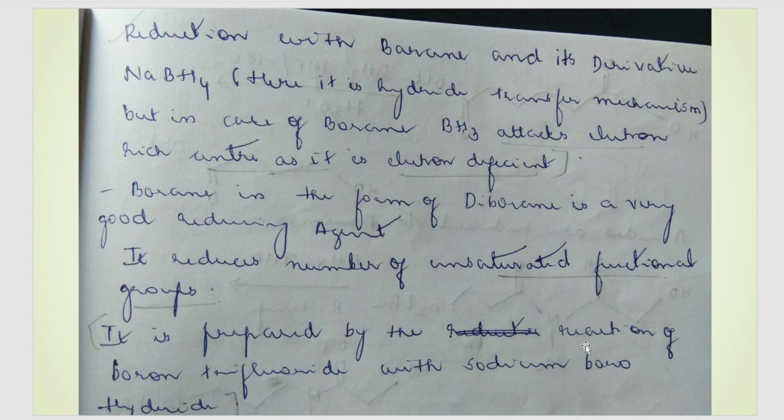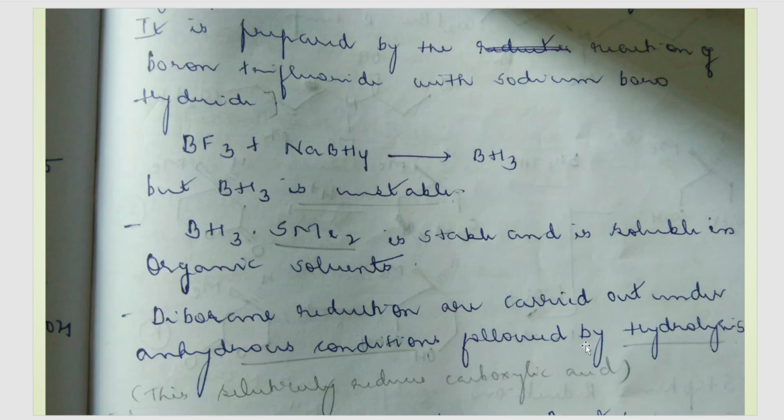How is it prepared? It is prepared by the reaction of boron trifluoride with sodium borohydride. So if we have to prepare diborane, it is prepared by the reaction of boron trifluoride with sodium borohydride. And BH3 by itself is unstable, so it is stable in the form of BH3·SMe2. Two methyl groups and one sulfur group are required to stabilize this group, because in the form of BH3 it is not very stable, it does not exist in this form.